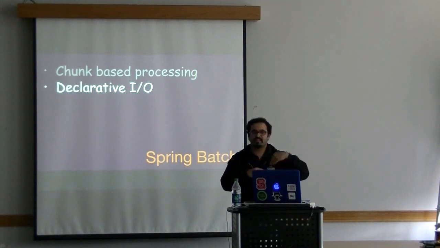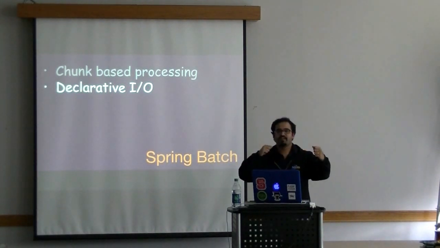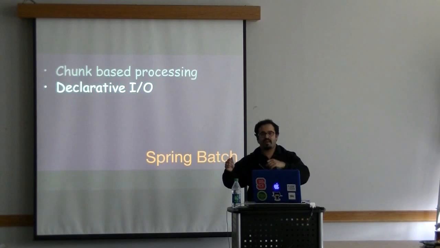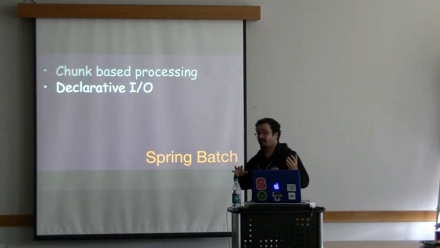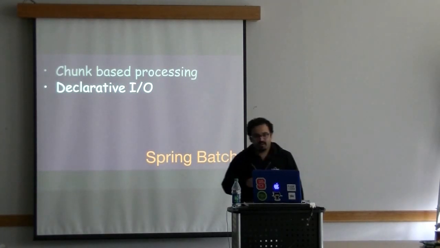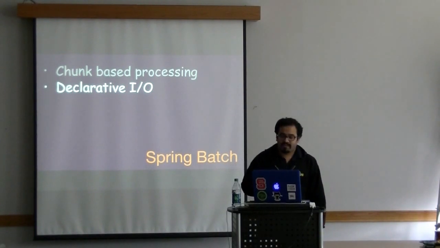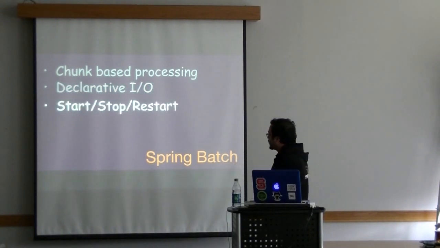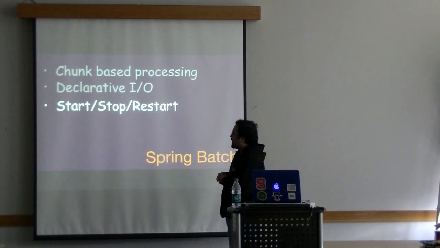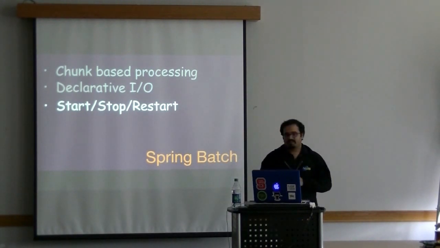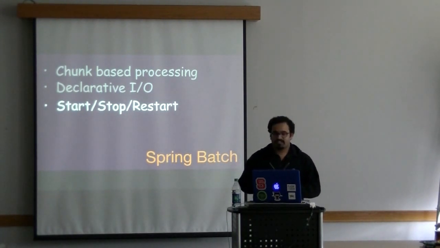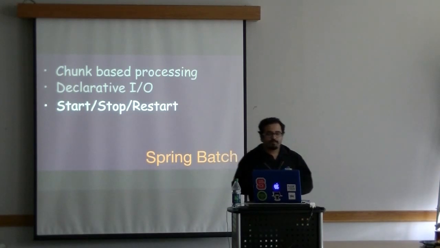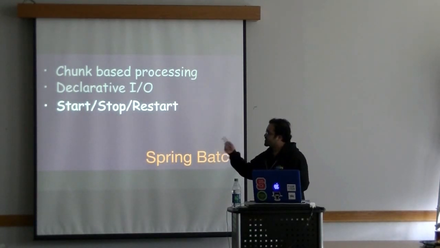They give you a nice declarative way to basically specify what is going to happen when, and control and manage those. Again, we'll look at XML examples later on of how exactly we are doing it, but declarative I/O is another one. Start, stop, and restart. Of course, you would want to start your Grabbit job to do anything, but also stop and restart.